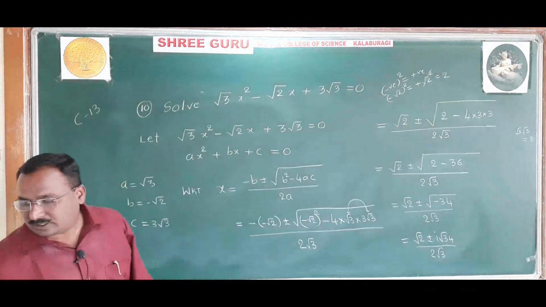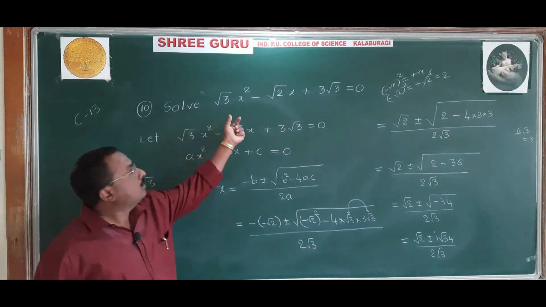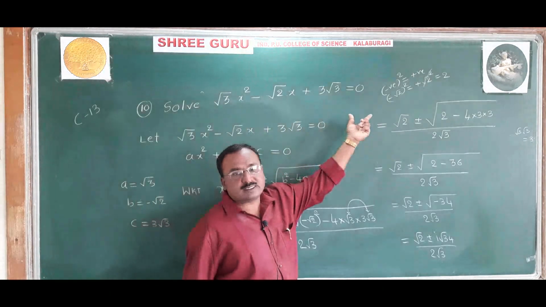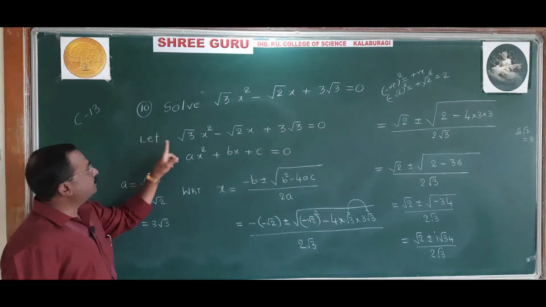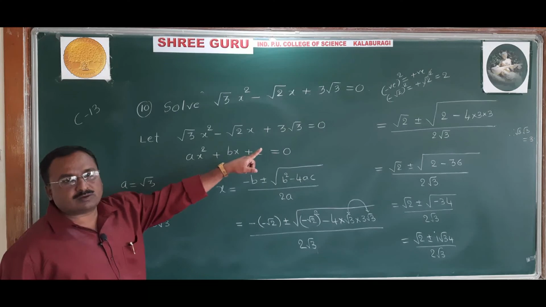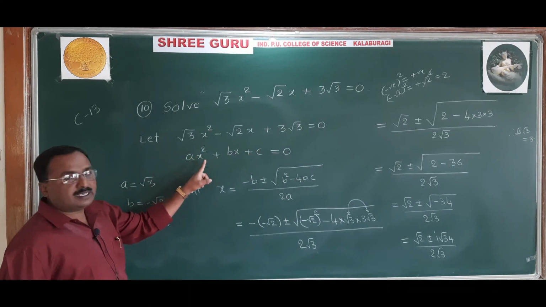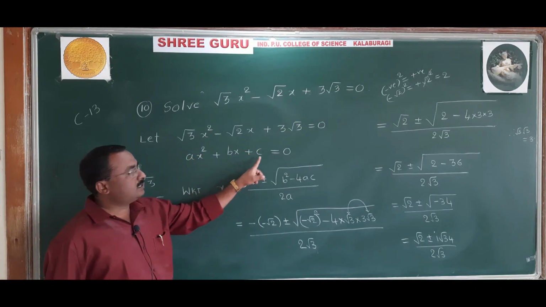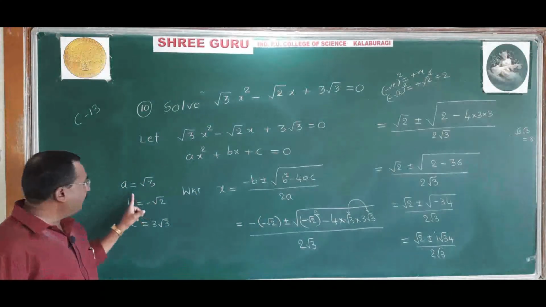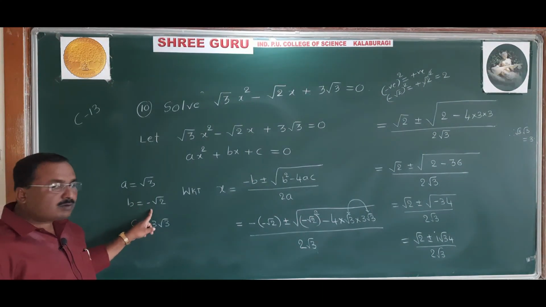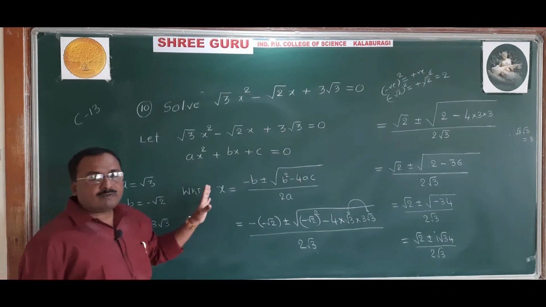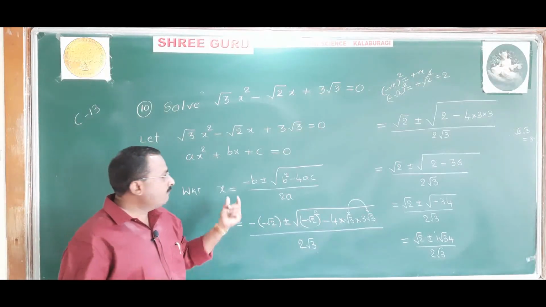Any doubt? Here, solve root 3 x square minus root 2 x plus 3 root 3 is equal to 0. This is in the form of a x square plus b x plus c is equal to 0. This is non-factorizable form, where a value is root 3, b value is minus root 2, c value is 3 root 3. Here non-factorizable form, by using the formula.